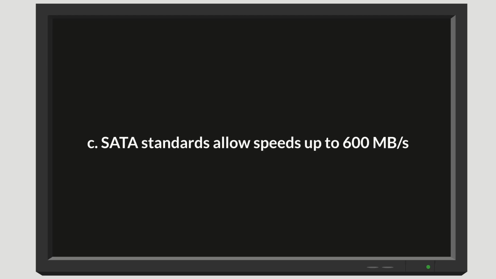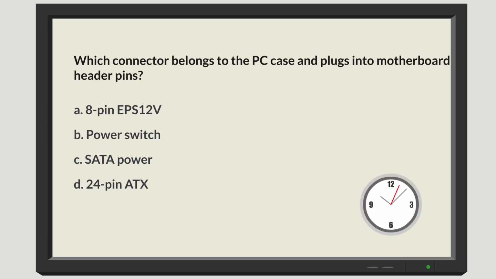The correct answer is SATA allows speeds up to 600 megabytes per second because SATA 3 maxes out around that limit. Which connector belongs to the PC case and plugs into motherboard header pins? The choices are 8-pin EPS12V, power switch, SATA power, or 24-pin ATX.